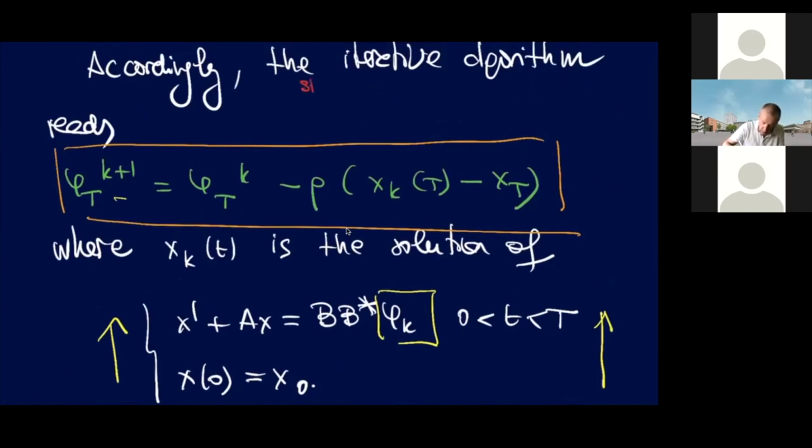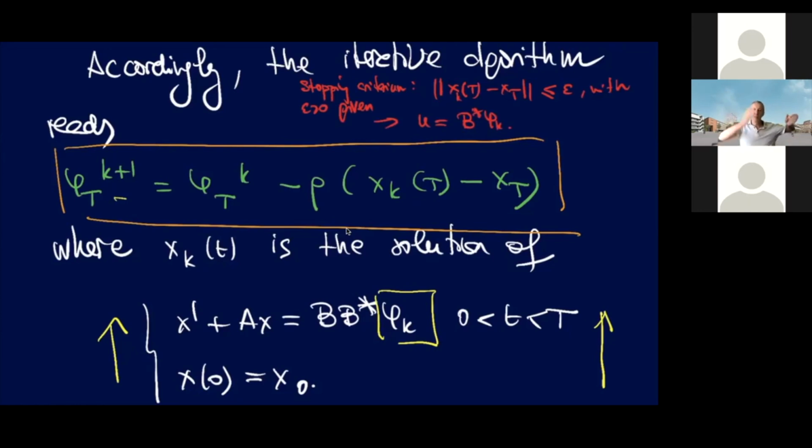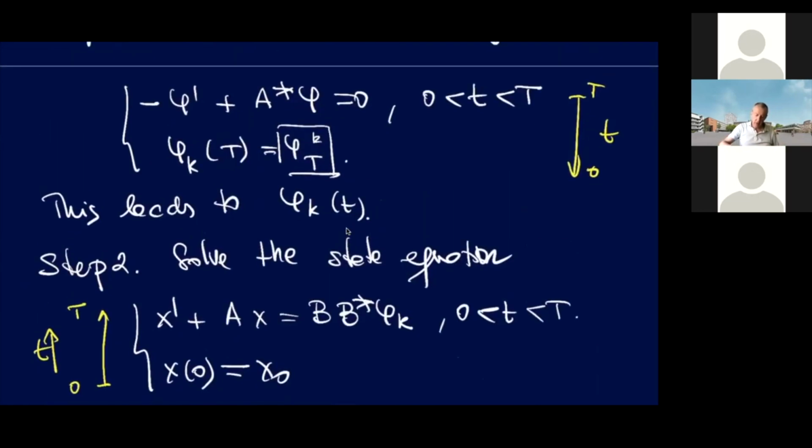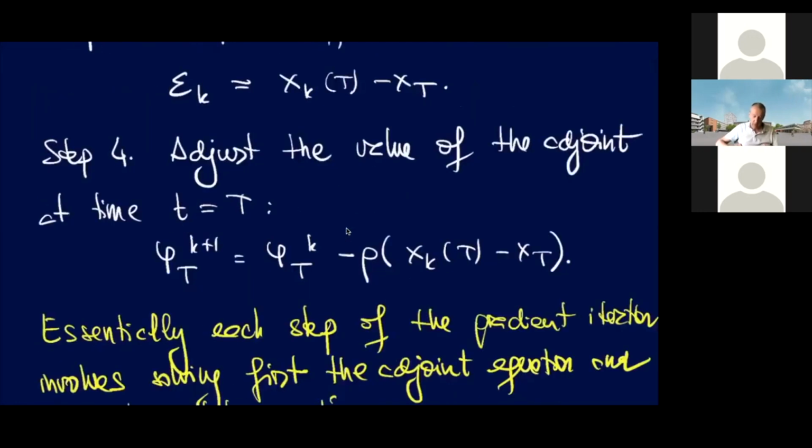I will use a stopping criterion. It will be that x(T) minus x^T is less than epsilon, with epsilon positive given, right? And once I have done this, the control I will take will simply be B star phi k, right? So I do as many steps as are required in order to reach that the residual is below the given threshold. And once I achieve this, then this will be the control chosen. So you can see everything on the adjoint, right? And in the iteration of the gradient methodology, you will first solve the adjoint system and then the state equation. Okay, very good.